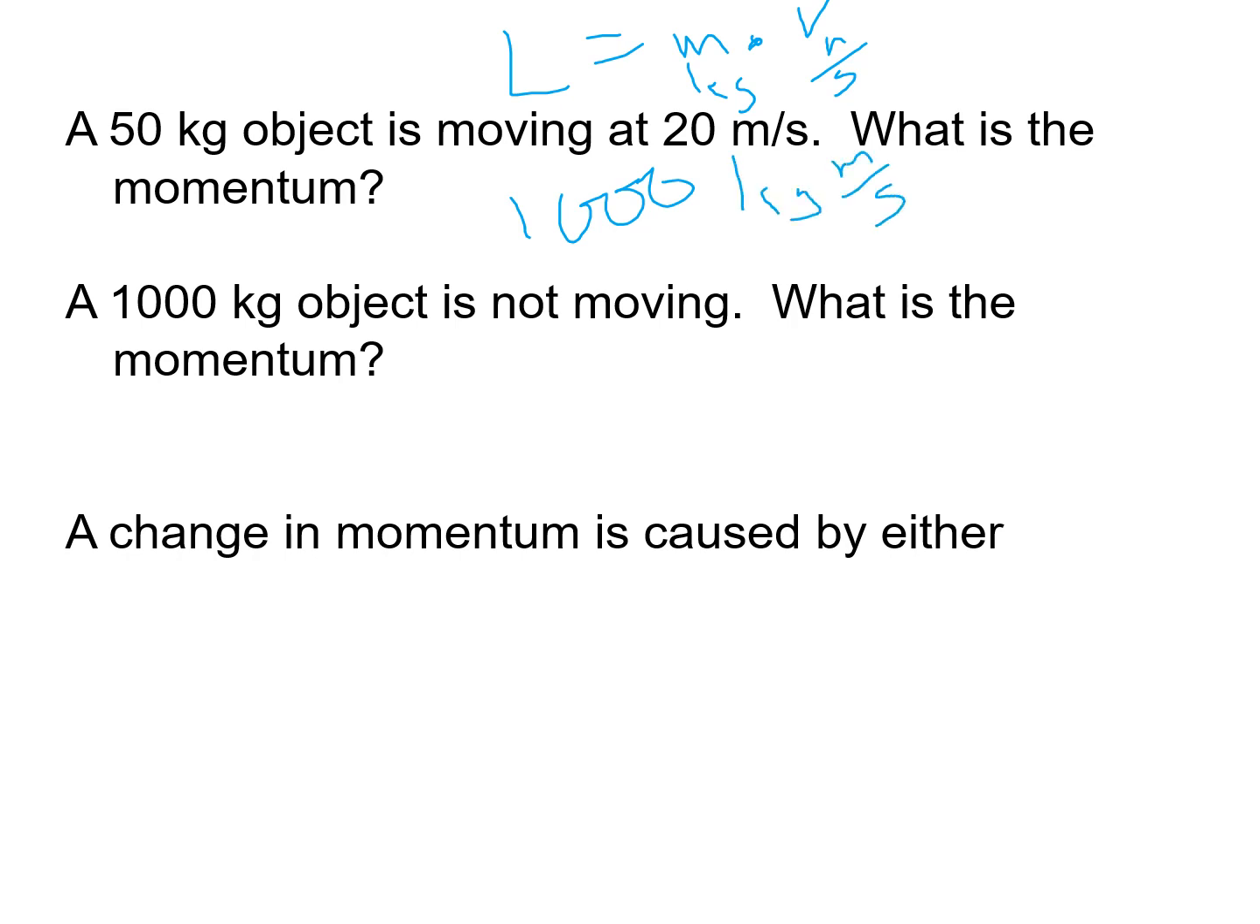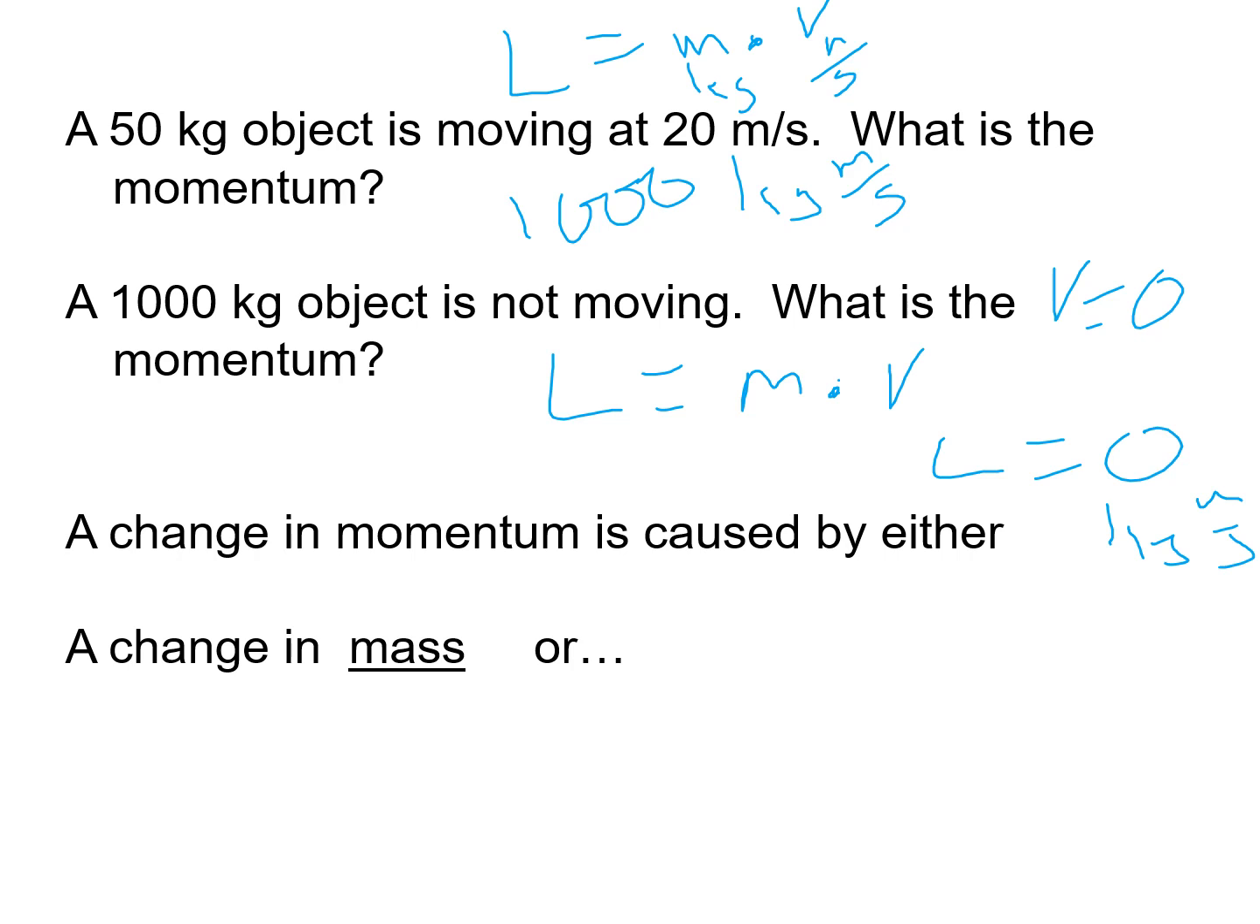Okay. What about a 1,000 kilogram object that is not moving? What is its momentum? Well, once again, L equals m times v. We don't even have to do the math because we know that velocity is equal to 0. Anything times 0 is also 0. So we're going to have a momentum of 0 kilograms meters per second. A change in momentum is either caused by a change in mass or a change in velocity. Our change in momentum is called an impulse.